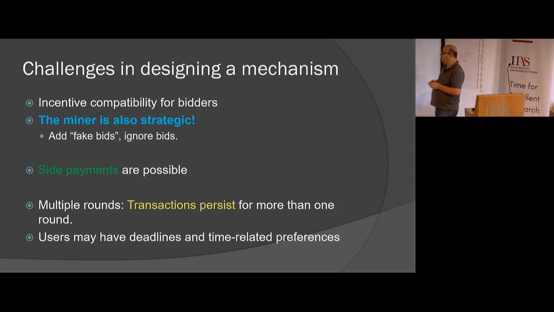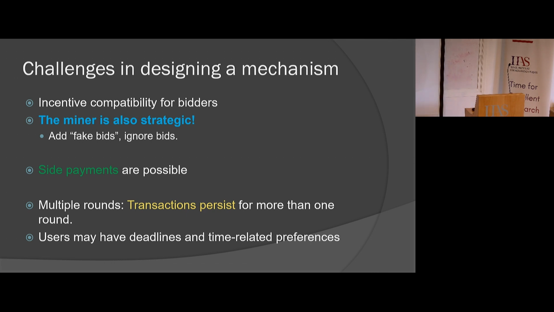So basically, we understand that the miner is strategic. He can add fake bids. He can also ignore bids. He can drop messages. He doesn't have to include anything in the block. So whatever the mechanism is, it can only work on the information that eventually ends up on the blockchain. You cannot use things that are unseen.